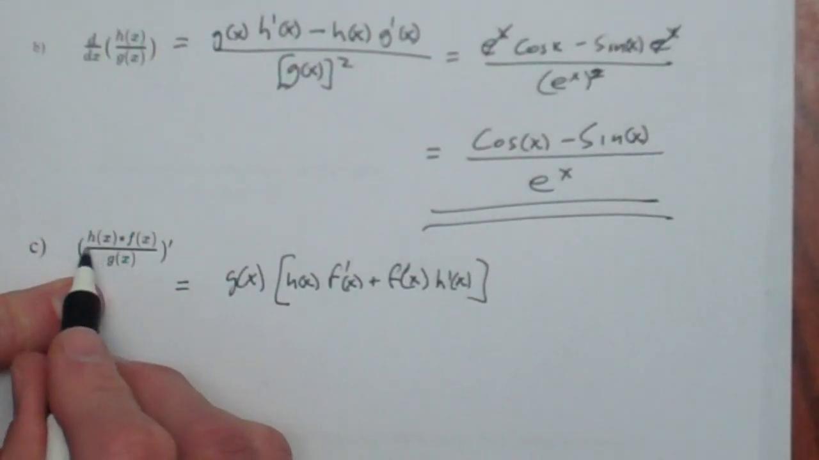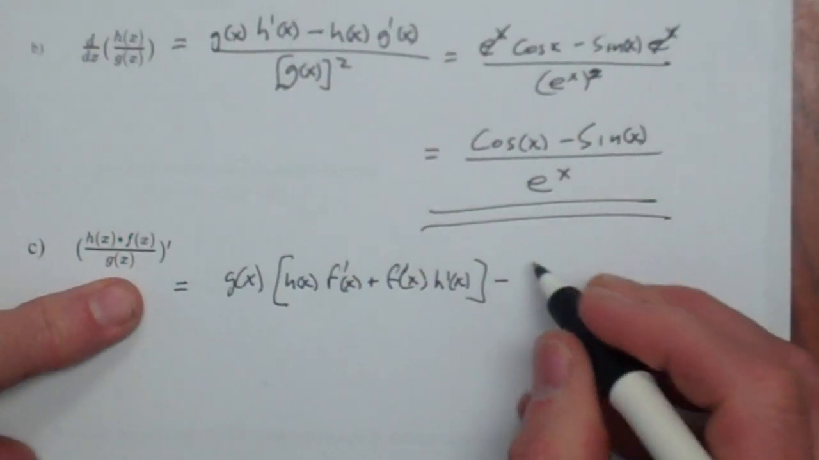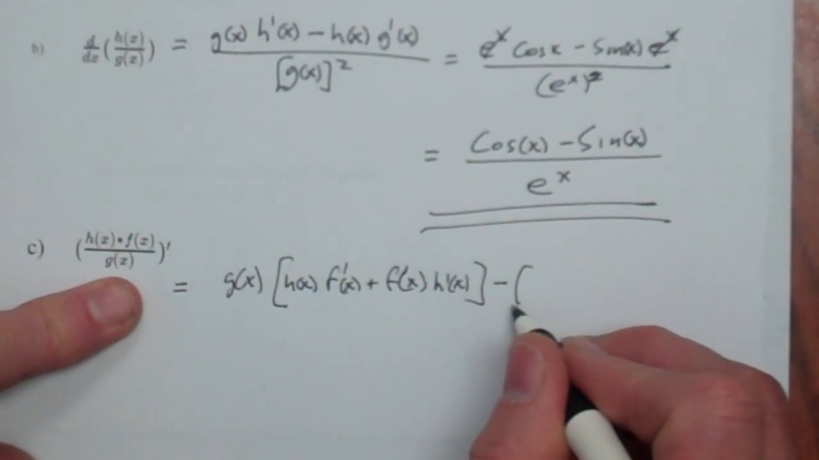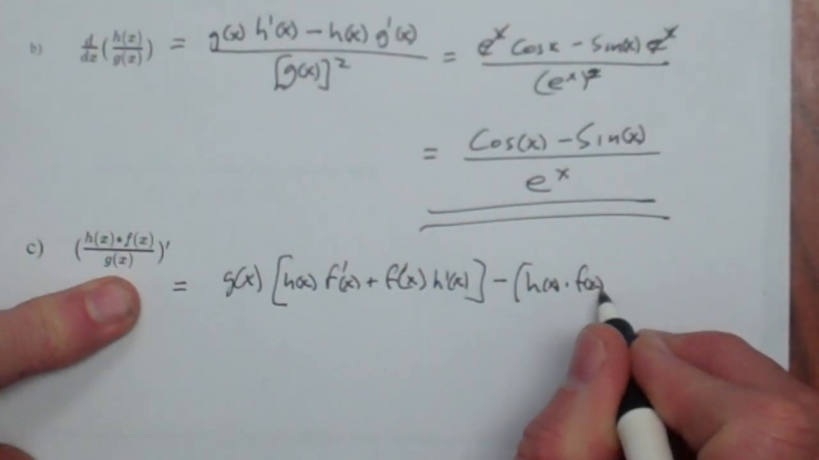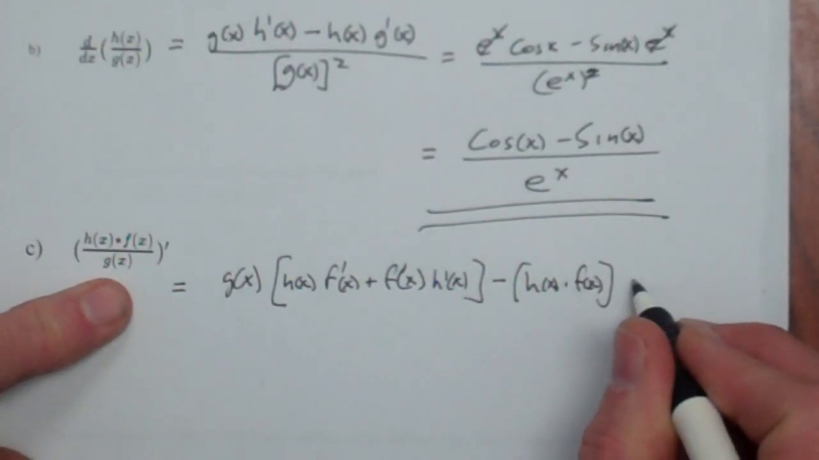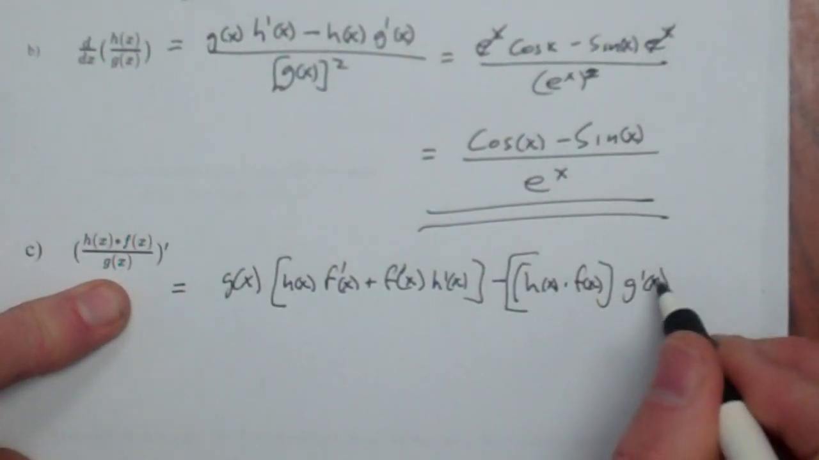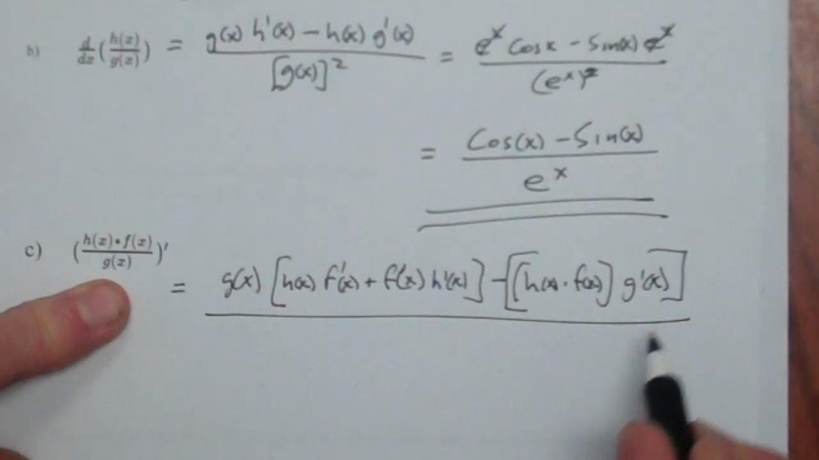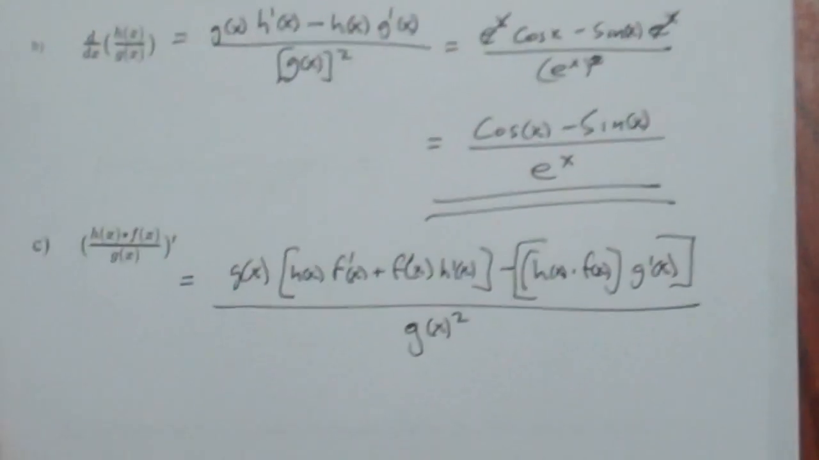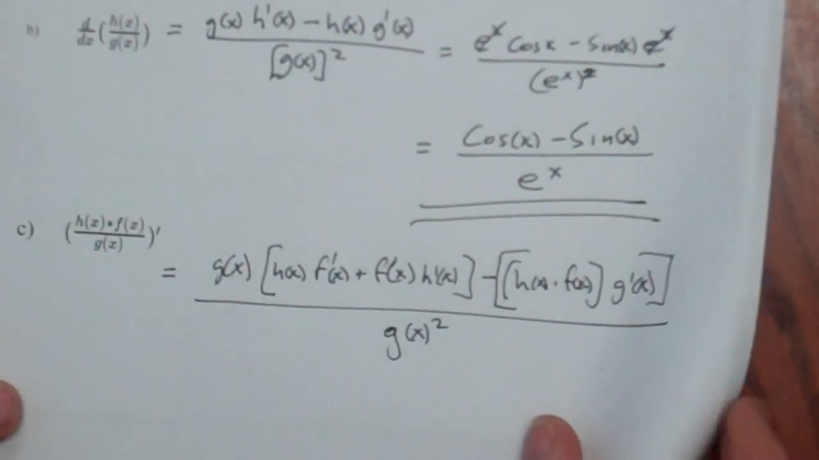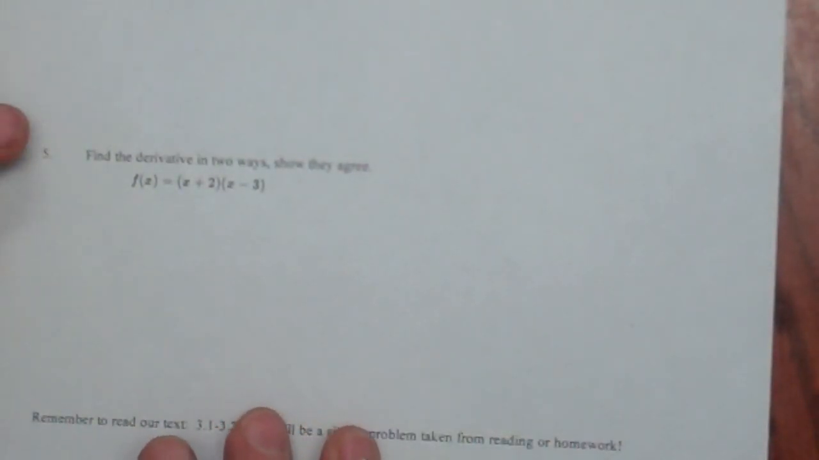So the bottom times the derivative of the top, there's the whole derivative of the top, minus the top, which is just these two things multiplied, h of x times f of x, times the derivative of the bottom, g prime of x. Okay, and that whole thing is being subtracted, so double brackets all over g of x squared. Alright, so I'm going to skip subbing that all in to make the tape shorter. You'll see on the online version that I just subbed it all in there.